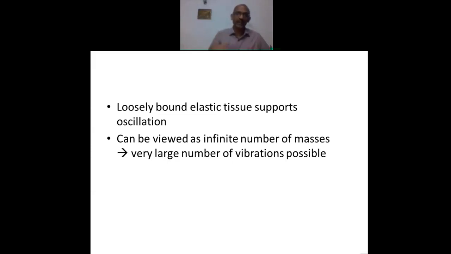There is, as we have seen, loosely bound elastic tissue. If you go back, we talked about the body and the cover being separated by loose tissue, so that the cover can move very comfortably, easily and smoothly. So this loosely bound elastic tissue supports oscillation or vibration. And what Titze says is that we can view this as an infinite number of masses on the vocal fold. The whole vocal fold structure, the epithelium, he has visualized as containing an infinite number of masses, each producing a large number of vibrations as we are phonating. These are all the fascinating work done by Ingo Titze in the physiology of the voice.